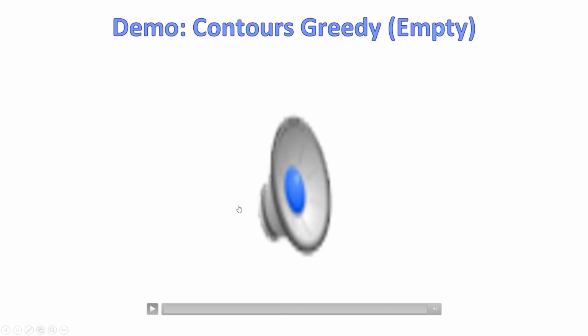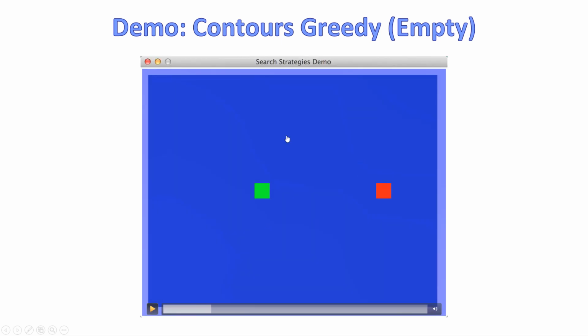Here is a demo that will show you sometimes the greedy search will be really good, and sometimes of course it will be bad. In this case we have just an empty world. We need just to go from this point to that point. The heuristic here is Manhattan distance. Okay, so here is how the greedy search will work.